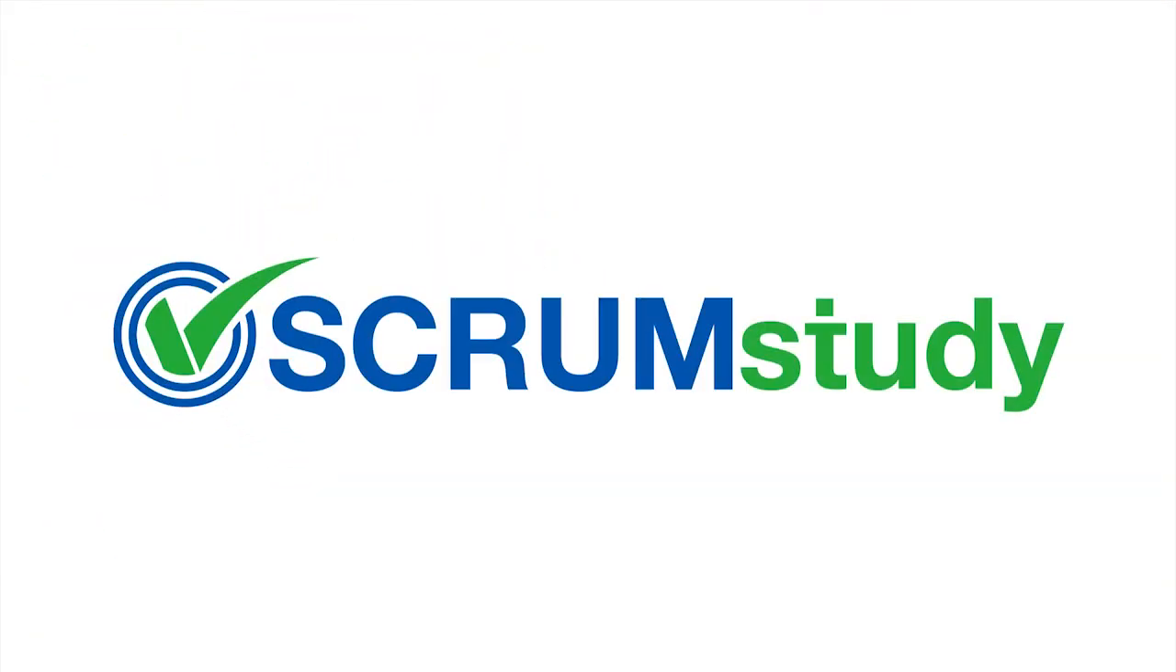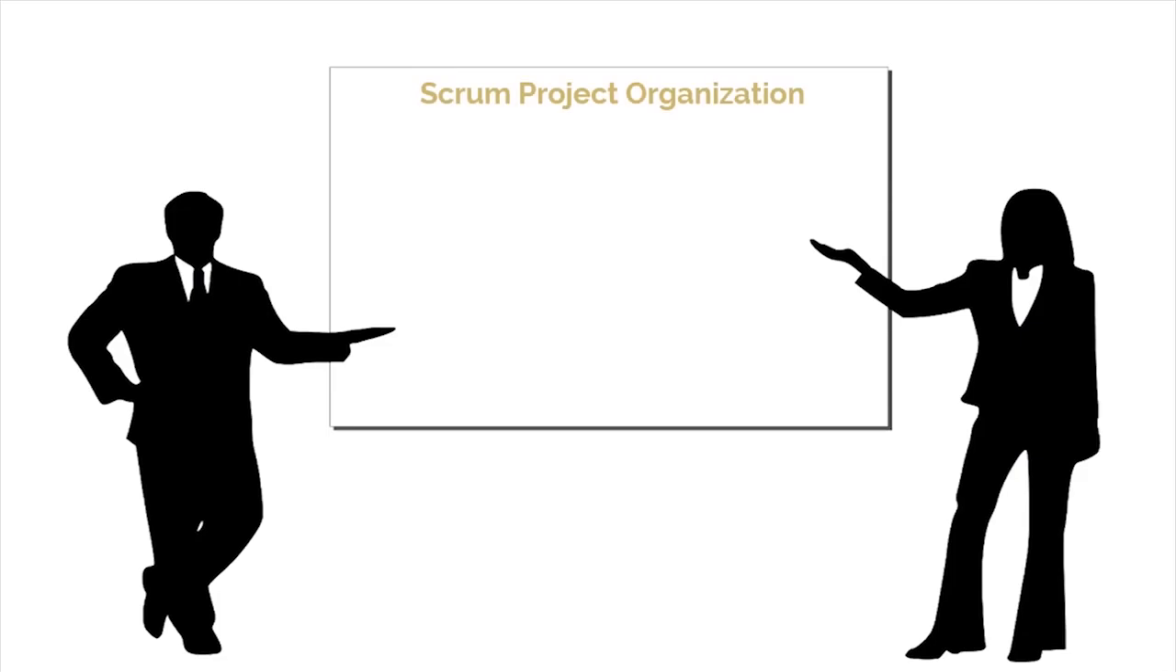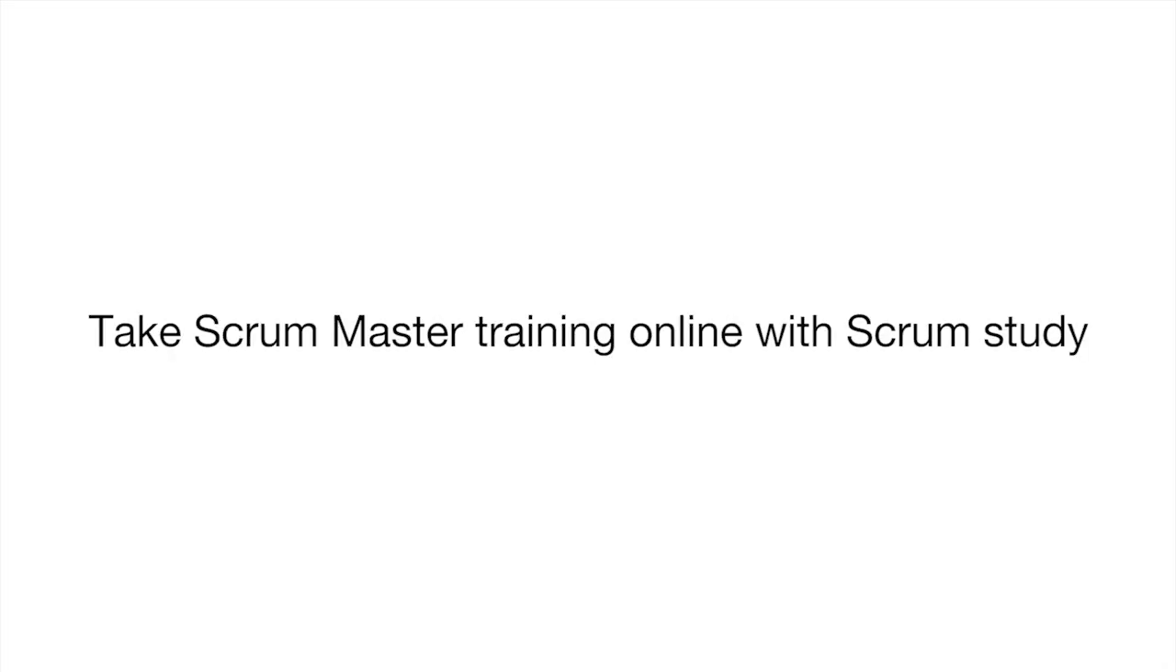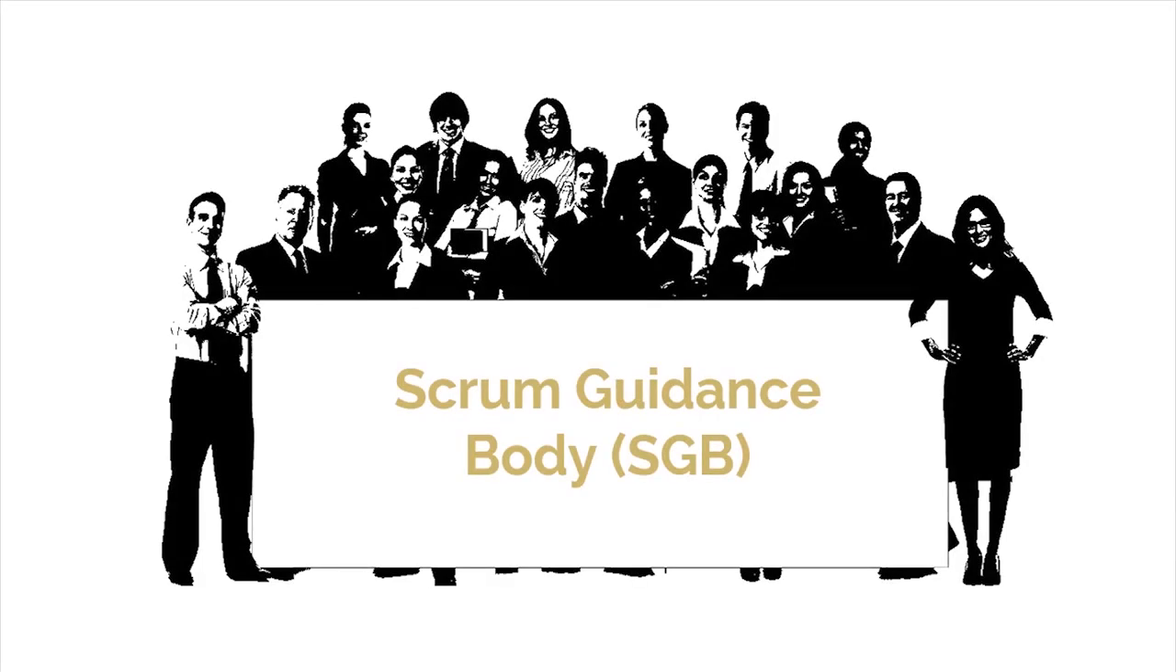In the previous videos, we discussed Scrum project organization, and we learned about the different roles that Scrum as a methodology introduces in a project environment, and how Scrum works in different programs and portfolios. In this segment, we'll have a top-down approach to quickly run through the various roles and responsibilities relevant to the organization we've learned so far. So let's get started with the Scrum Guidance Body, or SGB.